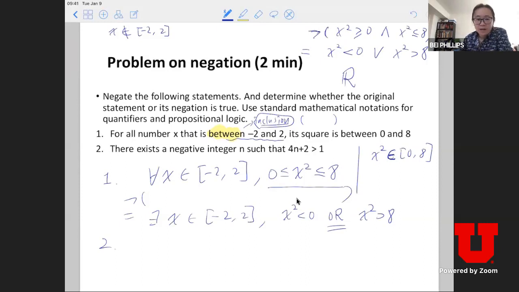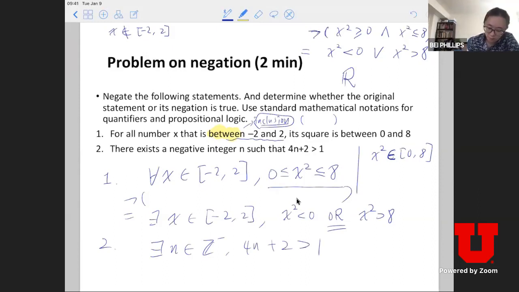Okay. All right, so let's do the second one. Do I have a volunteer? Let's do the original statement and then the negation. So I don't have the negation yet, but my statement was there exists n inside negative integers such that 4n plus 2 is greater than 1.